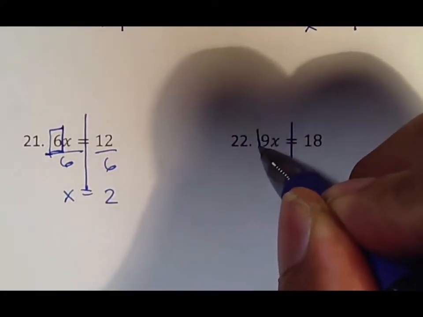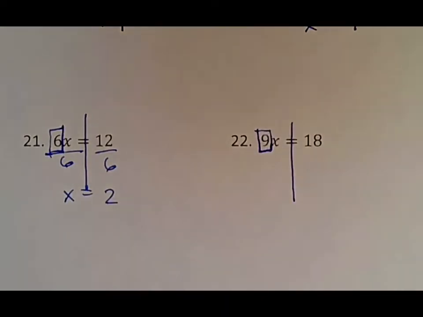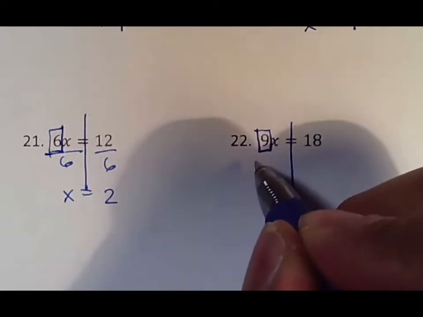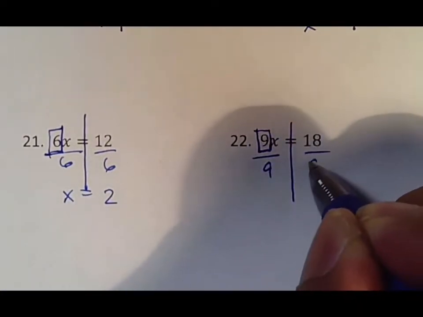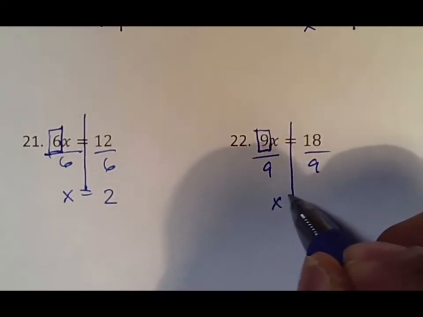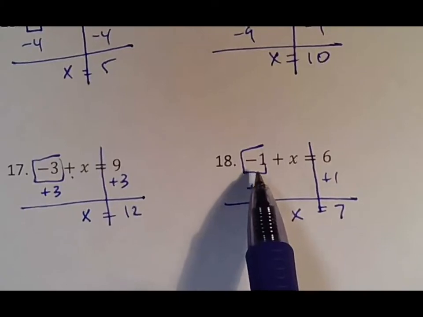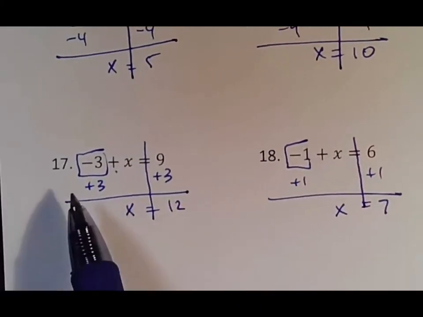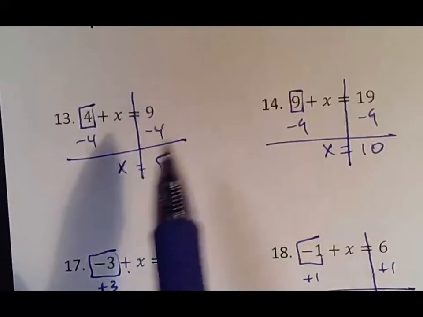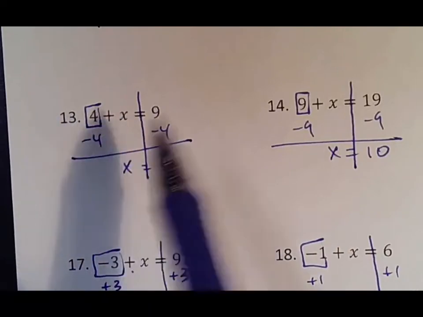Here, you want to get rid of this 9. That's what has to go. Well, that's 9 times x, so we need to get rid of that 9 by dividing by 9. X, therefore, equals 2. Again, the reason we use the opposite is because this was the same as x minus 1. This was the same as x minus 3. This is the same as x plus 4, so use the opposite.